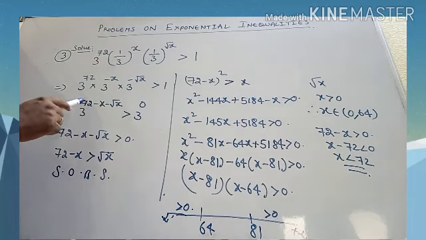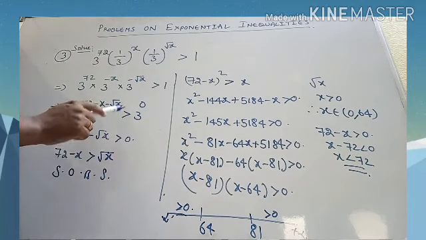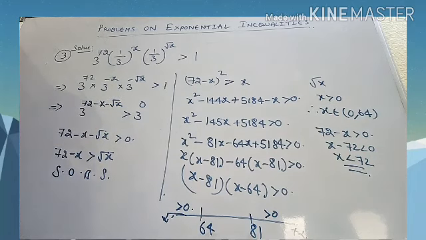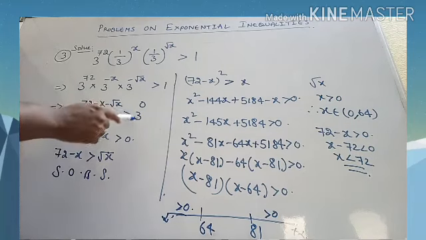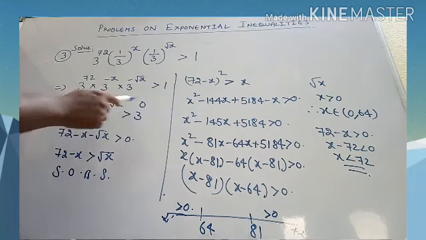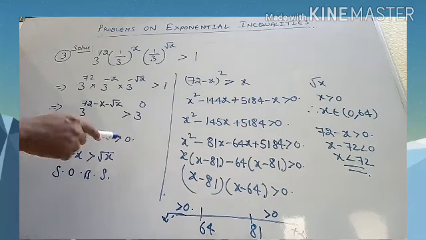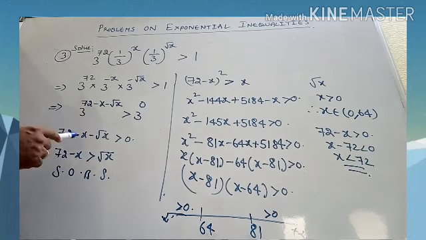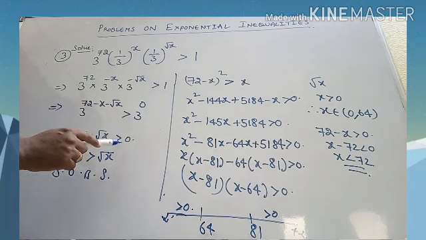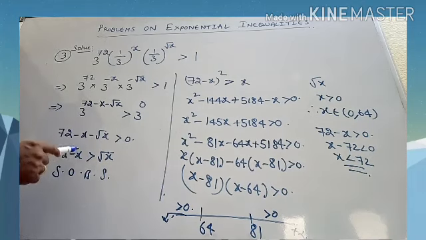Now this is 3 power 72 minus x minus root x is greater than 3 power 0, right? Now once the base 3 here is greater than 1, when it is greater than 1, the exponents maintain the same inequality, right? That means 72 minus x minus root x greater than 0. Now 72 minus x is greater than root x we have.